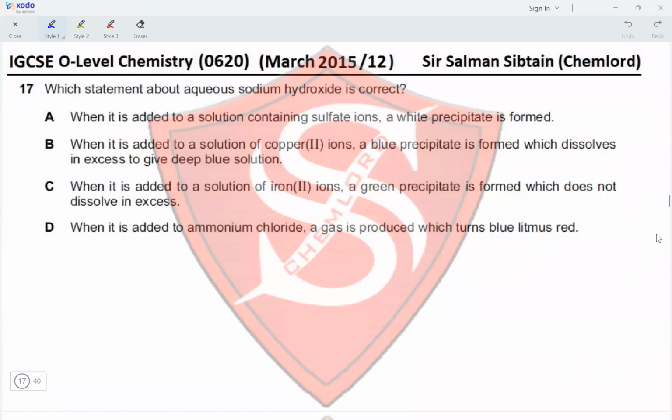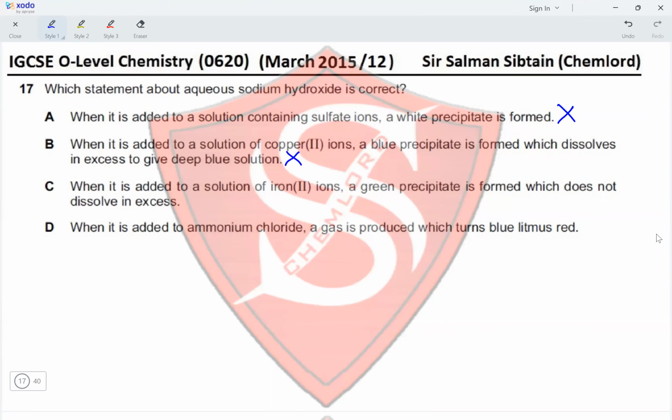Question 17. Which statement about aqueous sodium hydroxide is correct? When it is added to a solution containing sulfate ions, a white precipitate forms? No. Sodium sulfate is a soluble salt. It will not form precipitates. When it is added to a solution of copper 2 ions, a blue precipitate is formed which dissolves in excess to give a deep blue solution. This happens when ammonia is added to a solution containing copper ions, not sodium hydroxide.